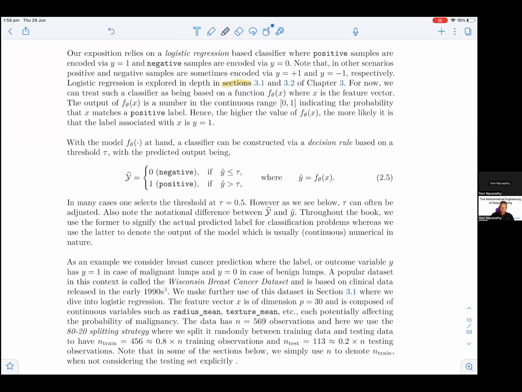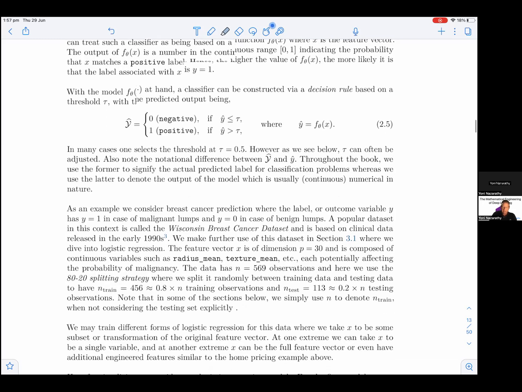For now, we can treat such a classifier as being based on a function f theta of x, where x is a feature vector. The output of f theta of x is a number in the continuous range 0 to 1, indicating the probability that x matches a positive label. Hence, the higher the value of f theta of x, the more likely it is that the label associated with x is y equals 1.